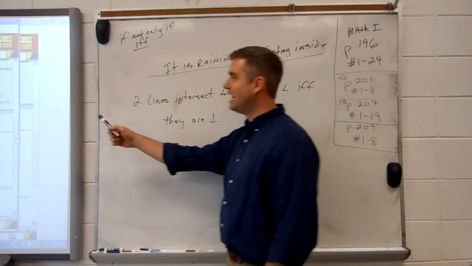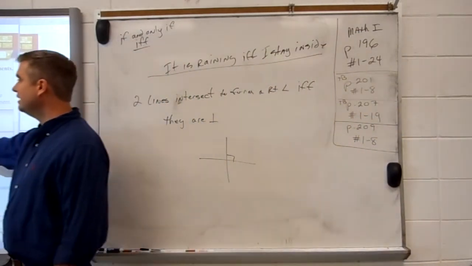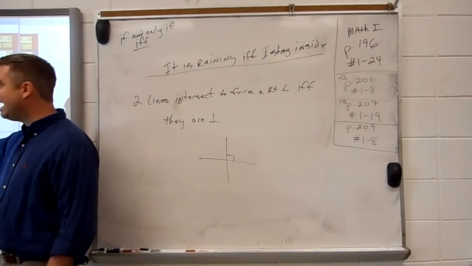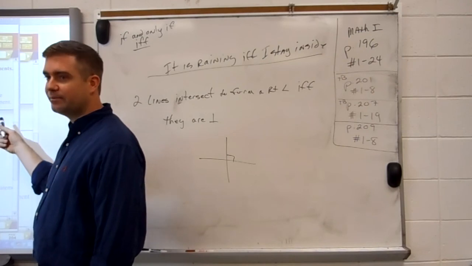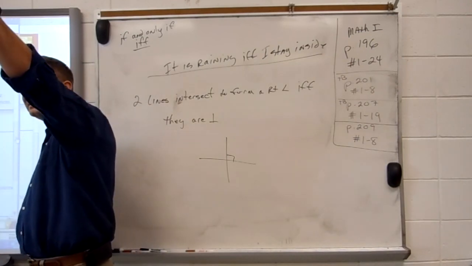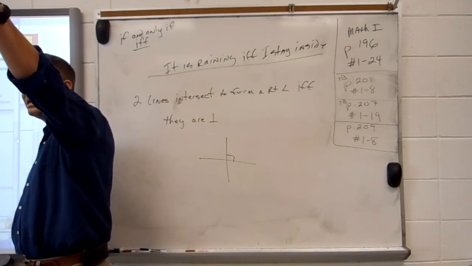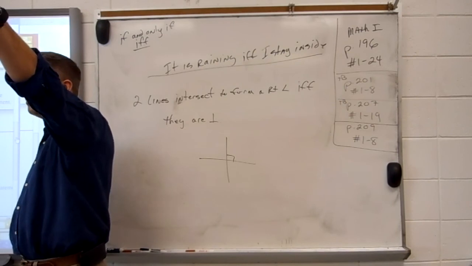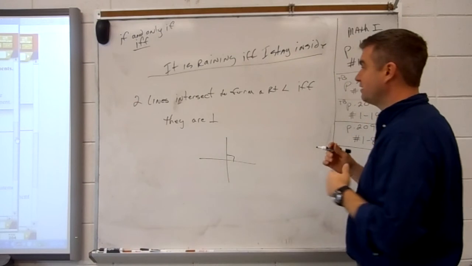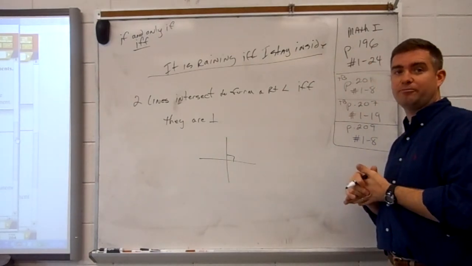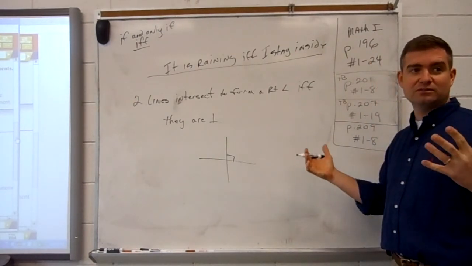Now, what does our last line on our definition over here say? Any valid definition can be rewritten as a what? As a biconditional statement. So was that a valid definition? If it's raining, then I will stay inside? No, that one wasn't valid. Was this a valid definition? Two lines intersect to form a right angle if and only if they are perpendicular? Do you see the difference?